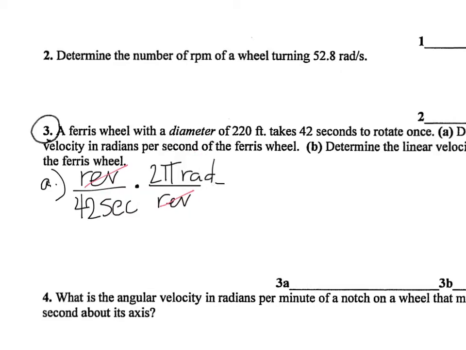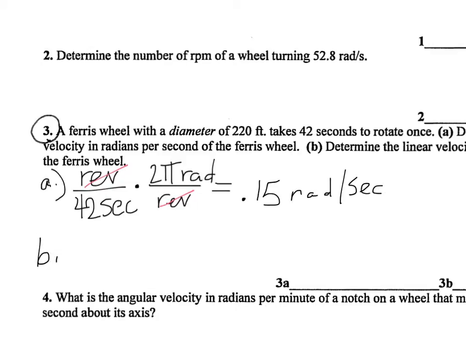So you calculate that in your calculator. You do 2 times pi, divided by 42. Rounded to the hundredths, that gives 0.15 radians per second. And if you look on the back, there's an answer key, and that's what you get.